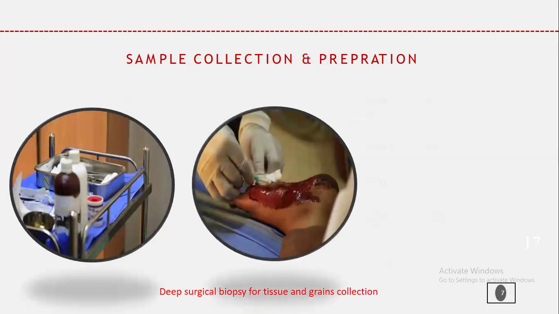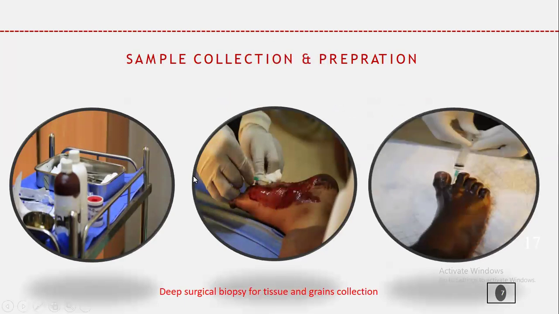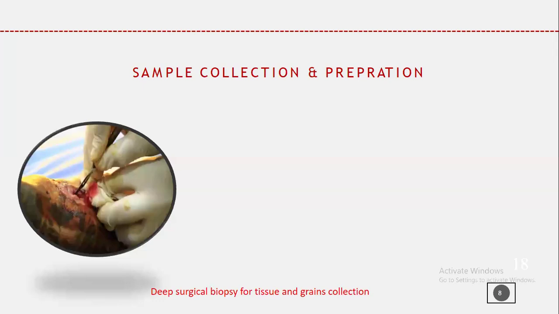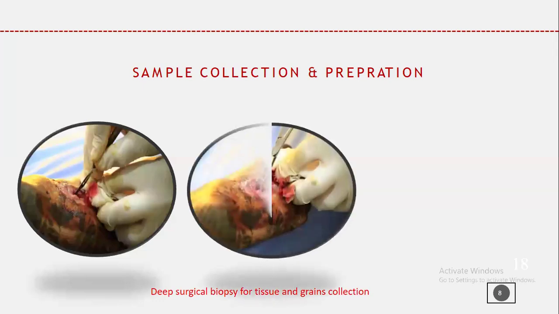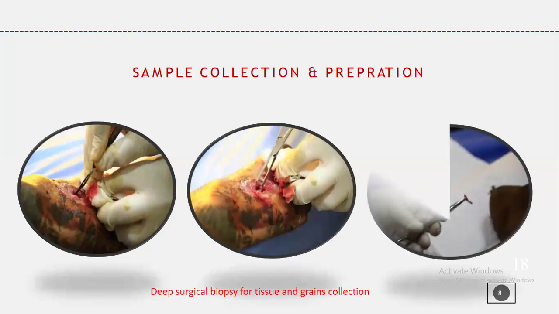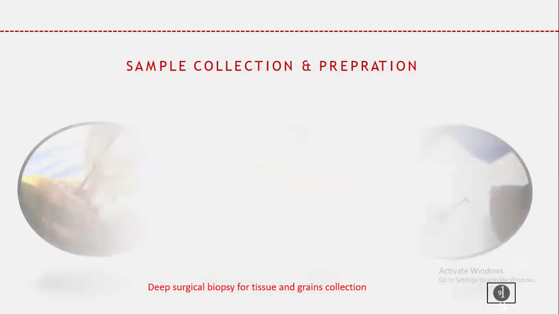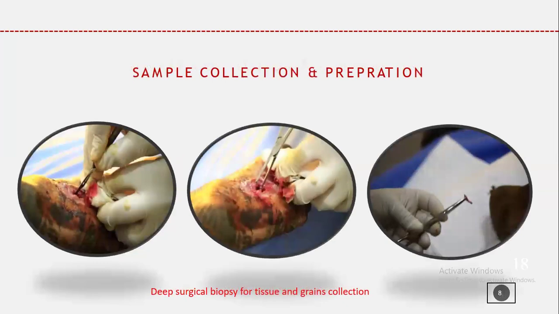This picture shows the deep surgical biopsy process using local anesthesia. Always during this process, we take two types of samples: tissue for histopathological diagnosis and grains for microbiological diagnosis. As we can see in this picture, the tissue is taken from deep tissue. Also, we have the grains.